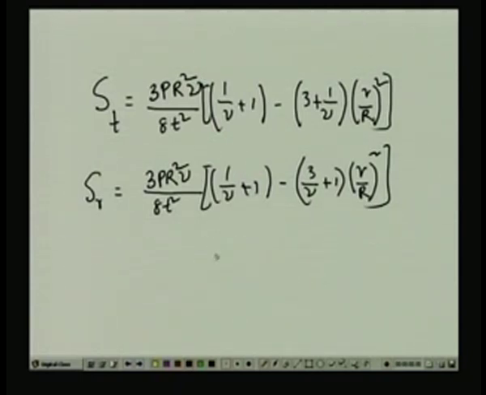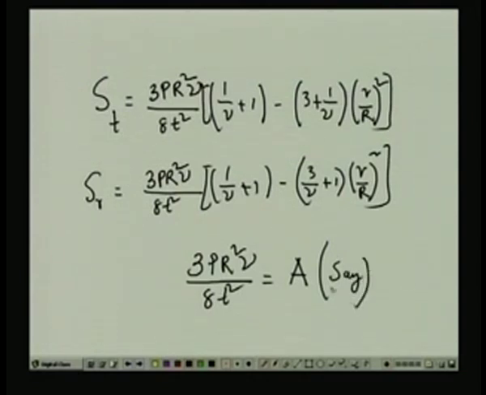Now, let us represent this. We assume 3 P r square nu by 8 t square equal to, we are writing capital A. Now, this is a and R equal to 0.075 meter, right.